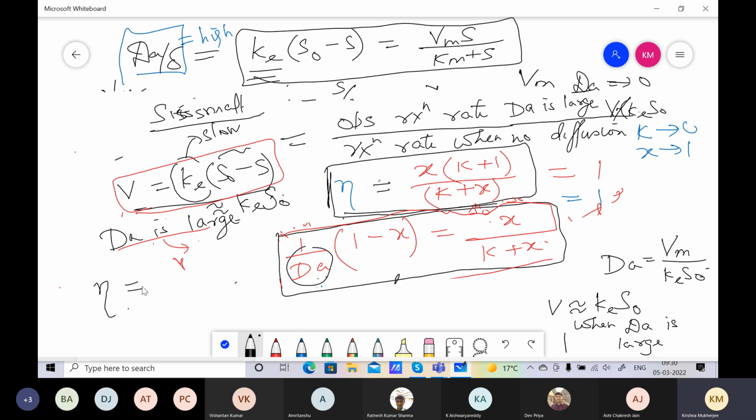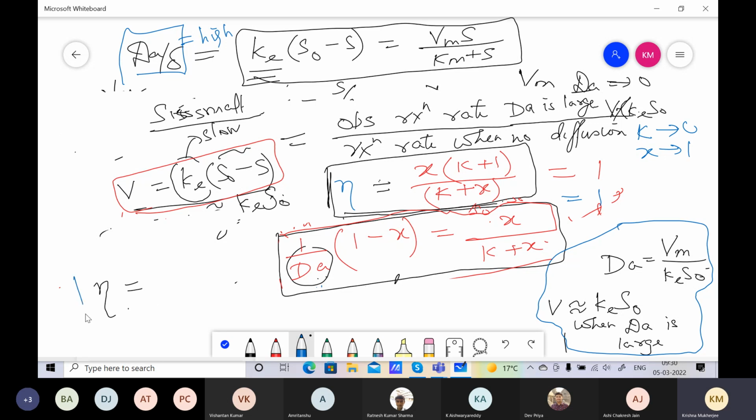So what is efficiency? When dA is large, we have these basic expressions for V. And I want to find out what is efficiency, given the fact that efficiency is the same thing as observed rate of reaction. Now the observed rate of reaction is this thing, Ke S naught, divided by Vmax.